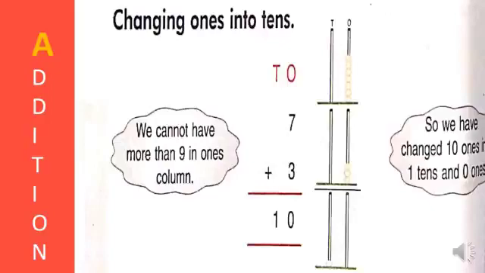So what are we doing? We are changing 10 ones into 1 ten and 0 ones. 10 ones means 1 ten only, children. 10 ones means how much? 1 ten. So we are changing 10 ones into 1 ten and 0 ones. Okay?